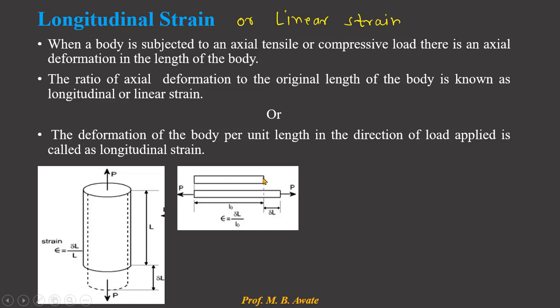In this figure you can see initially there is a block, and it is having an initial or original length L0, and due to application of the tensile force its length has been increased by an amount delta L. I can say that the longitudinal strain or linear strain is nothing but the ratio of axial deformation to the original length, where the axial deformation is delta L and original length is L0 or L. So I will just write down this definition here.